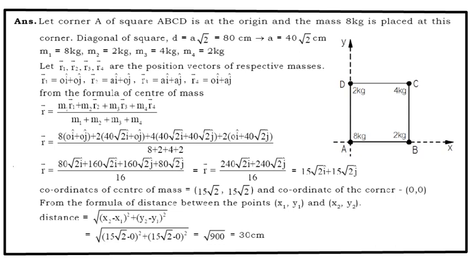Now something very important would start. Now this is a position vector and you have to find out the distance of this particle from the origin. You have a distance formula. What is the distance formula? Square root of (x2 minus x1) the whole square plus (y2 minus y1) the whole square. Now what is x2? Your x2 would be equal to 15 root 2. Your y2 would be equal to 15 root 2. Your x1 is 0 and y1 is 0, which are coordinates of point A. I hope you understood. I put all the values and I get distance equal to 30 centimeter.